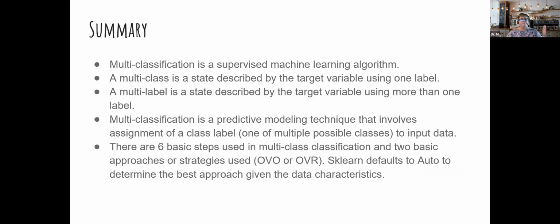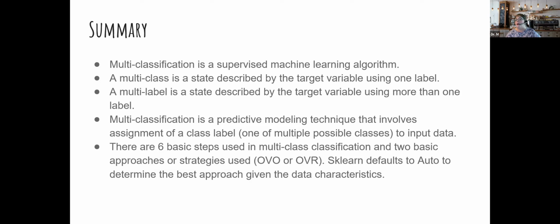So in summary, very similar to last week, multi-classification is a supervised learning algorithm. It's a machine learning algorithm. A multi-class is a state described by the target variable using one label. So it's either a fish, dog, or bird, right? It's either 1, 2, or 3. It can't be all. Multi-label is a state described by the target variable using more than one label, nonfiction and mystery, right? So any given book can be described whether it's nonfiction or fiction, and perhaps the genre that it's in, like mystery, classical, whatever, right? And so that determines whether or not you need a multi-classification algorithm or a multi-label.